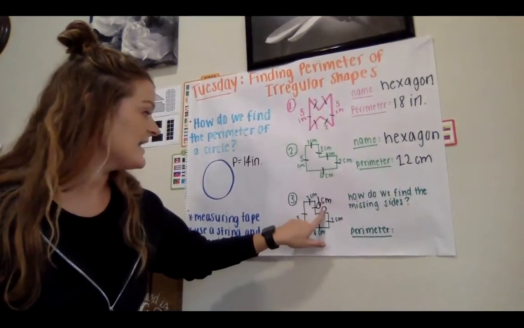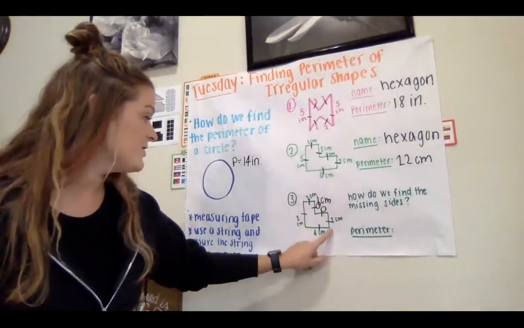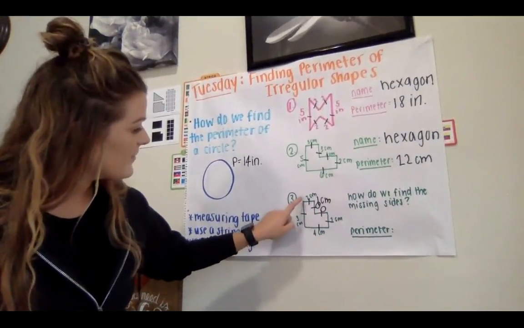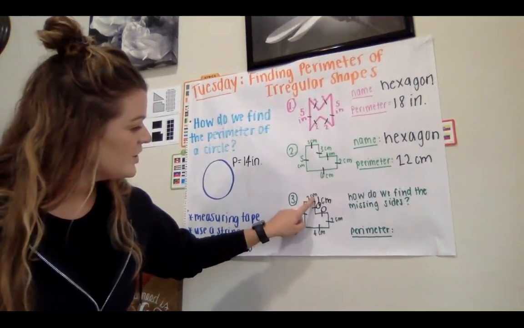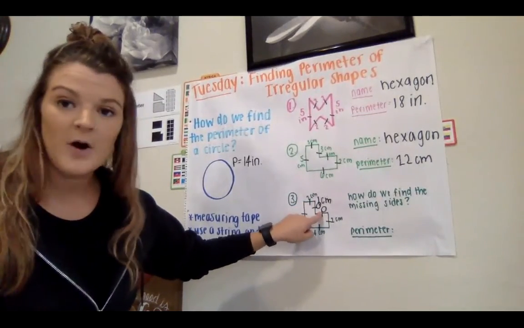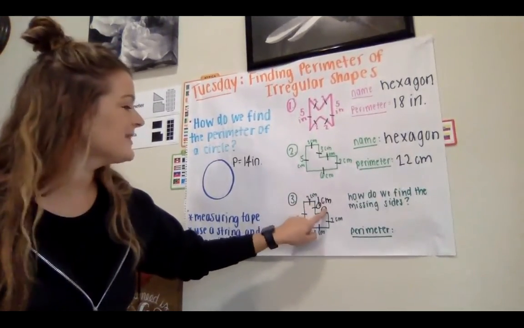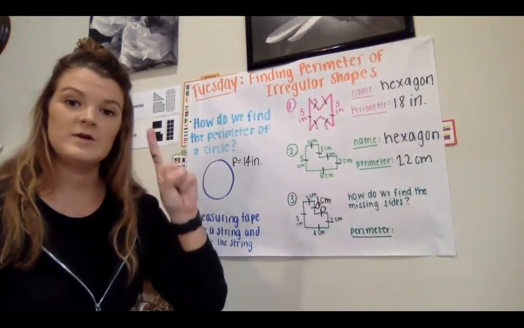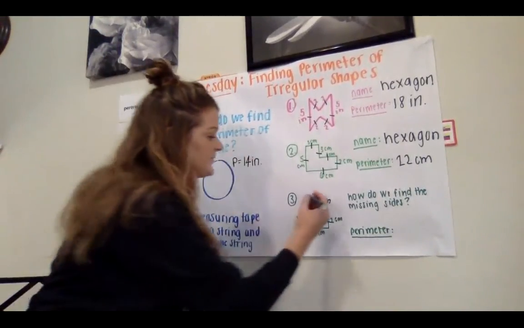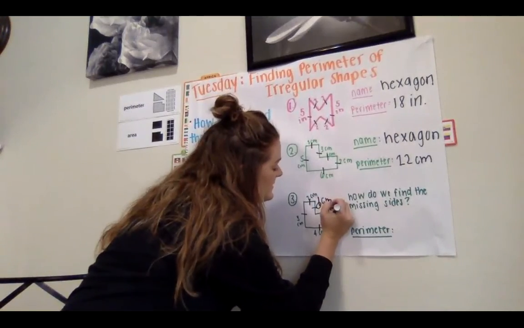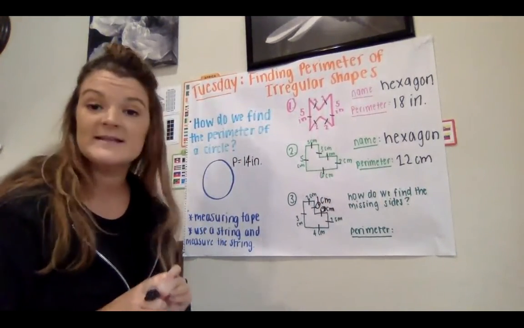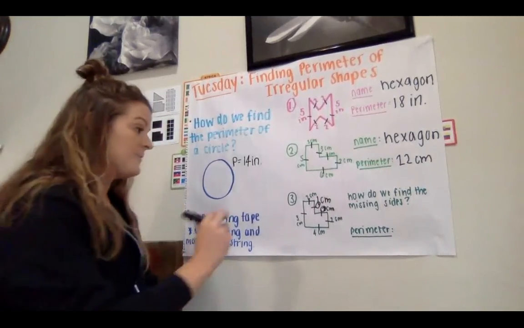Then I have this side. Same thing. I know this entire length is 4 centimeters. And I know from here to here is 2. So I need to figure out this other part. In other words, 2 plus what will bring me to 4? 2 centimeters. So I can fill in this one as 2 centimeters. Now I have all of my sides filled in, and I can label my perimeter.